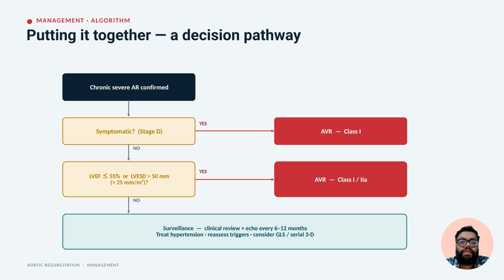If no, you ask the second question, which interrogates the ventricle. Has the ejection fraction fallen to 55% or below, or has the end systolic dimension exceeded 50 millimeters? If either is true, you again move to replacement, class 1 or IIA depending on the exact picture. Only if both answers are reassuring, no symptoms and a preserved non-dilated ventricle, do you settle into surveillance. Clinical review and echocardiography every 6 to 12 months, treating hypertension and watching the triggers, increasingly with strain and three-dimensional volumes. Two questions, and every patient lands in the right place.